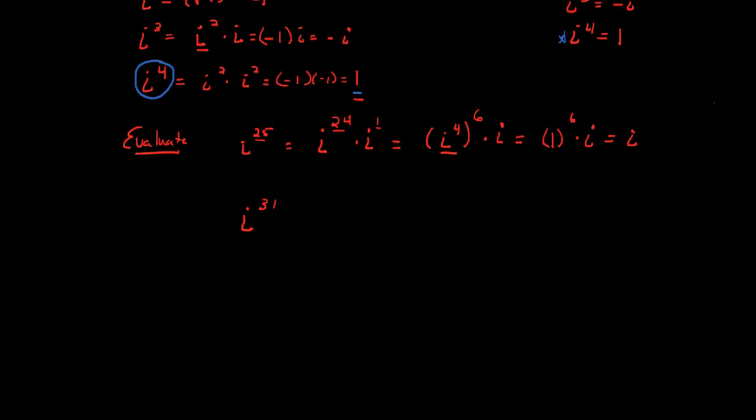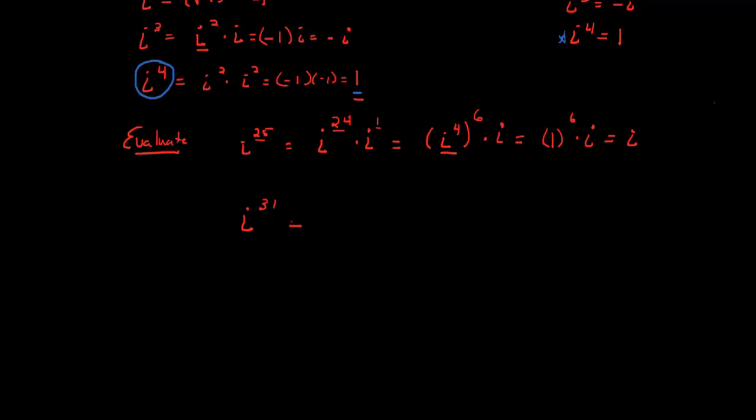Evaluate i to the 31st. In this circumstance, you're going to say, does 31 divide evenly by 4? No, it doesn't. Does 30 divide evenly by 4? You have to think for a second, but no, I don't think so. Even if you don't get it correct, eventually you'll break it down into one that does. So 29 doesn't because that's odd, but I think 28 definitely does.